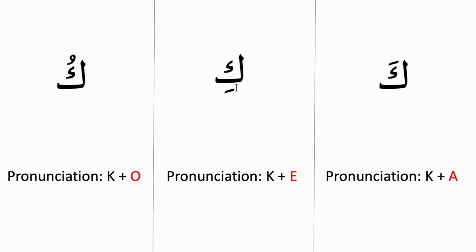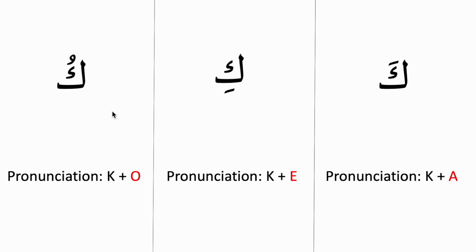Okay, what about kaf with kasra underneath it? Remember, we add E to the pronunciation of the letter. So it will be ki. What about kaf with dhamma? Remember dhamma? It's like O, but on the top of the letter, it's called dhamma. And we add O to the pronunciation of the letter when we see it. So it will be ku.